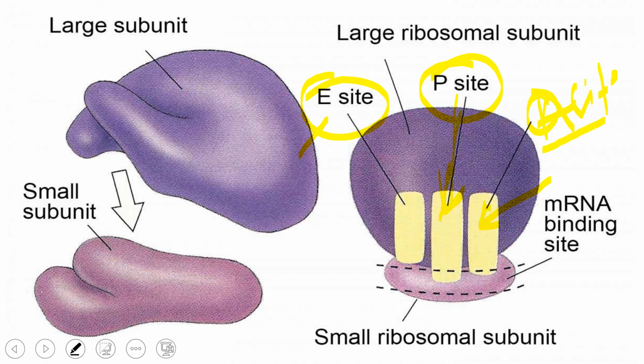Another important thing is that the E site is only present on the large subunit. The other two sites, P and A, are contributed by both large and small subunits, so some portion will be on the large subunit and some portion on the small subunit. Whereas the E site is exclusively, 100%, in the large ribosomal component itself. These sites have specific significance that we are going to see in further lectures.